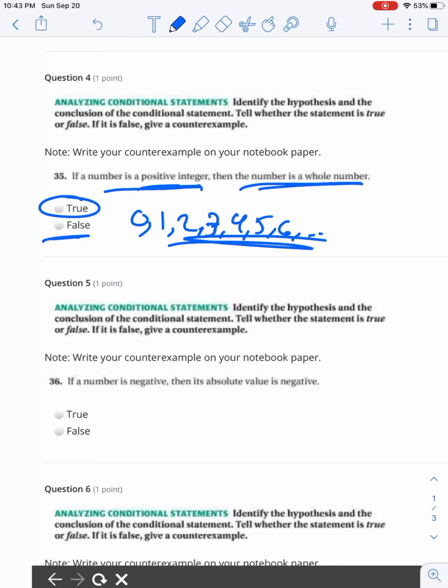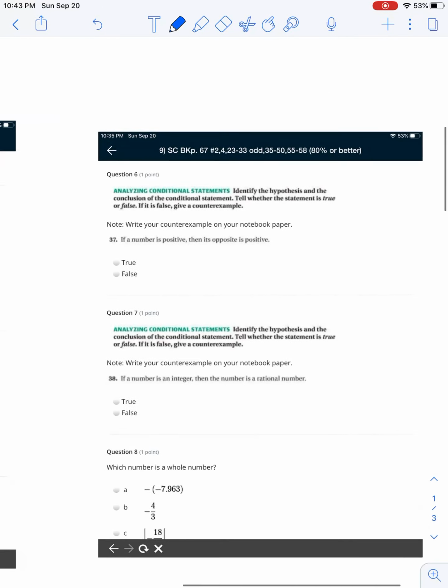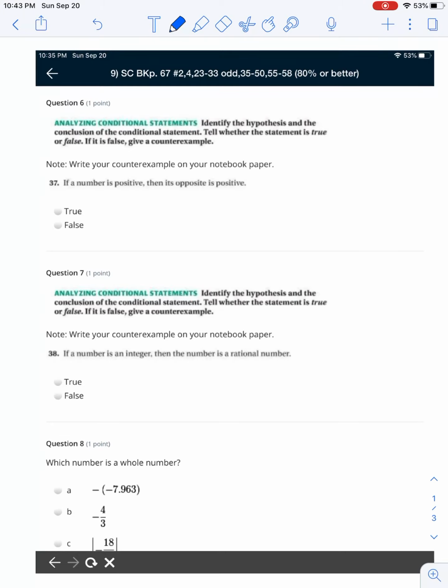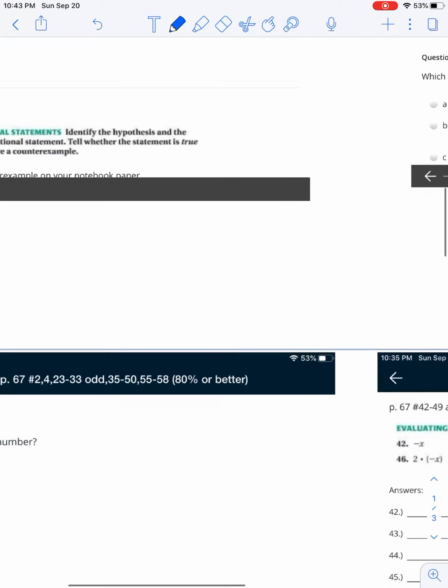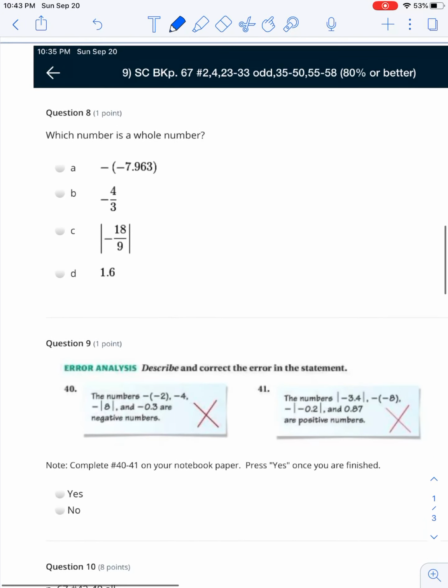So if you say false, then also pick a number or pick something that would say, oh, this is why it's not true. Okay. Same thing for that next set. Again, some more true, false. Then there's one where you have to figure out which one is the whole number. Okay. This one in particular here.